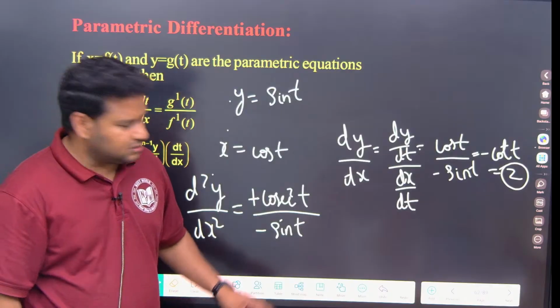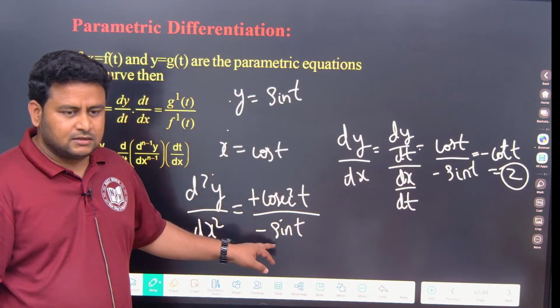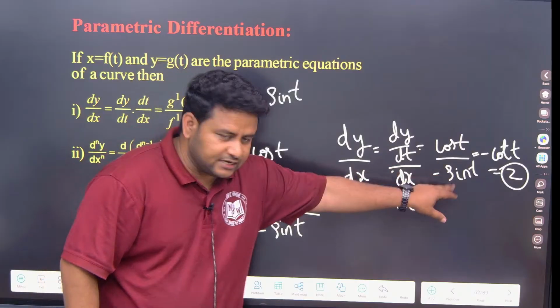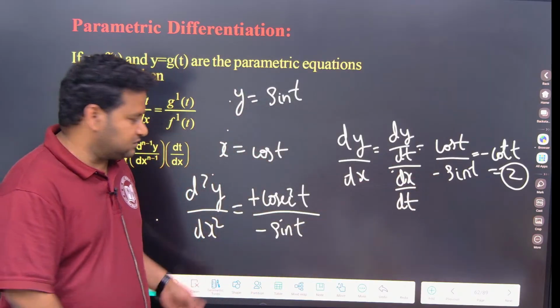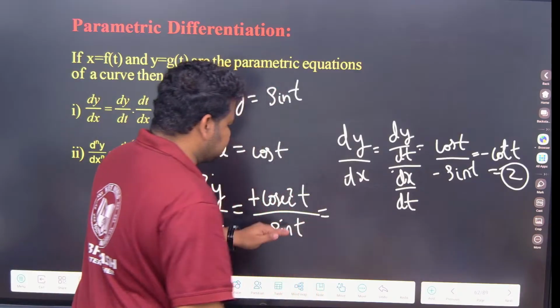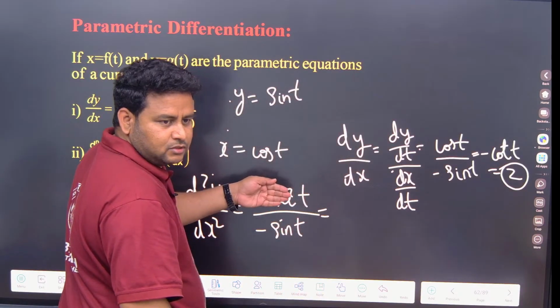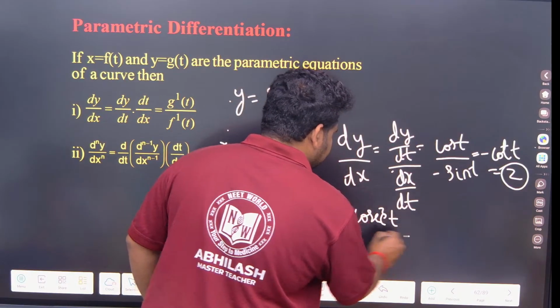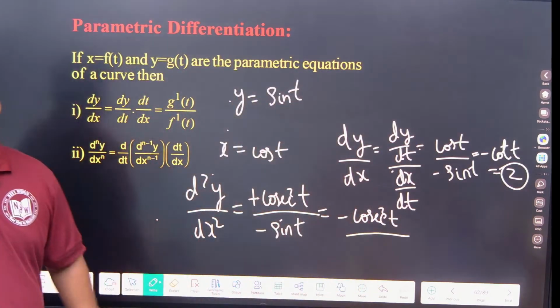So this will become cosecant square t divided by minus sin t. Whatever you got as the denominator in the first derivative, write it here. That will be the double differentiation. So you will get minus cosecant square t by sin t, which becomes cosecant cube. So minus cosecant cube t. Clear?